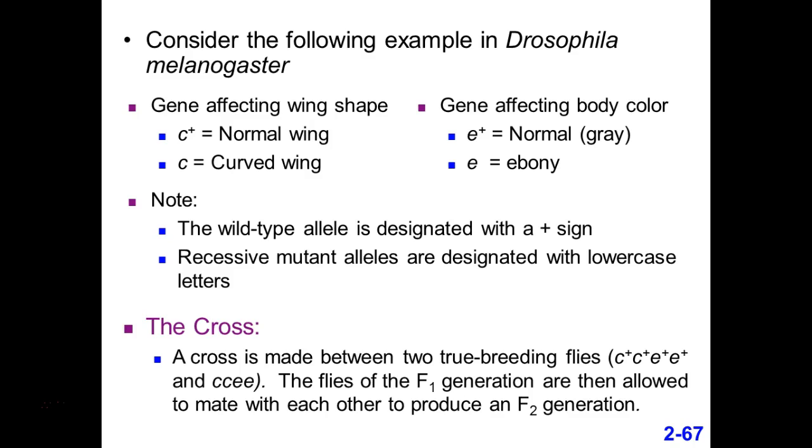So if we did a cross between two true breeding flies that are normal winged and gray and curved winged and ebony, the flies of the first generation are allowed to mate with each other to produce the second generation. So we end up with heterozygous for the first. Everyone still with me on that? And then the second generation is the heterozygous mating with each other. So it's that big, huge 16 square Punnett square.